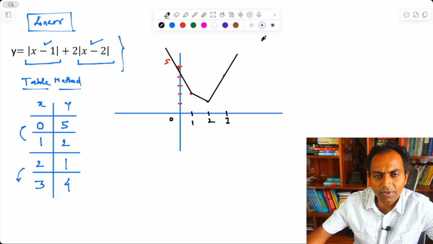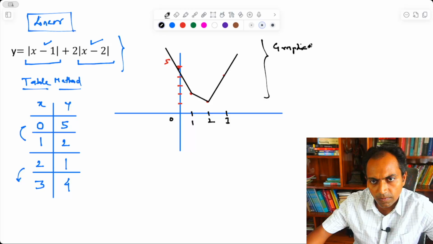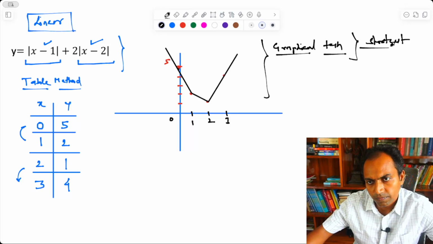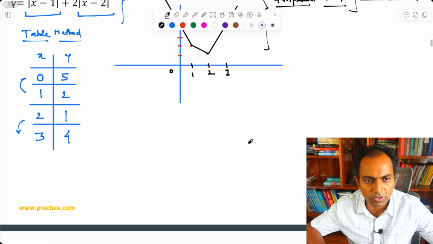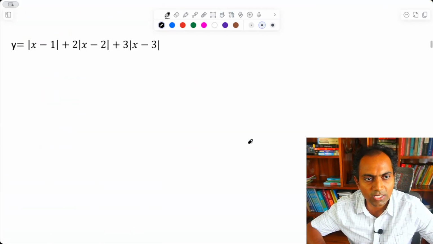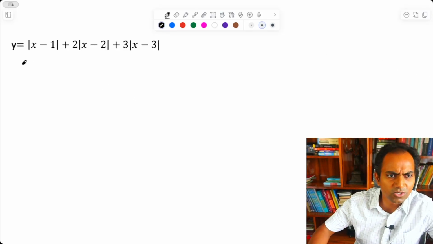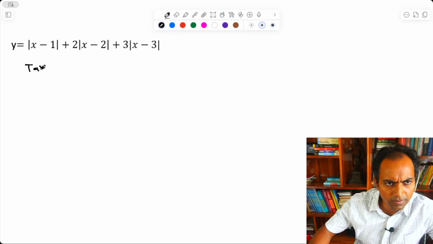Now, this graph can be used to develop a technique known as the graphical technique, that ultimately we are going to use to solve questions faster. So, this will become a shortcut. So, these are the 4 very important types of transformation. In order to illustrate this last one, let us take one more example. I have made it more complex, but it does not change the method. We are still going to apply the table method.